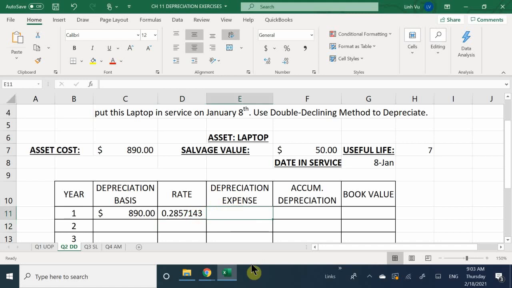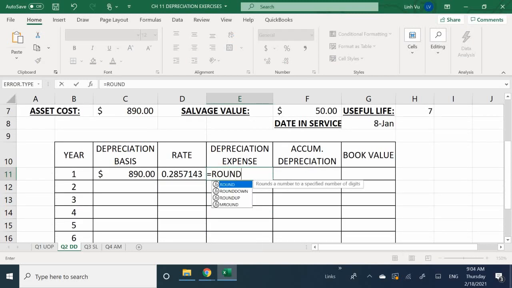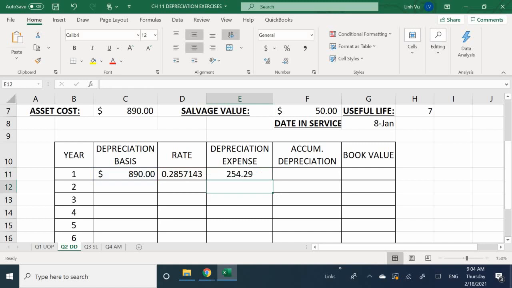Now that we have that number, what is going to be my depreciation expense? This is where I'm going to use my equal round. So depreciation basis times rate. Good. Basis times rate. $254.29. Good.